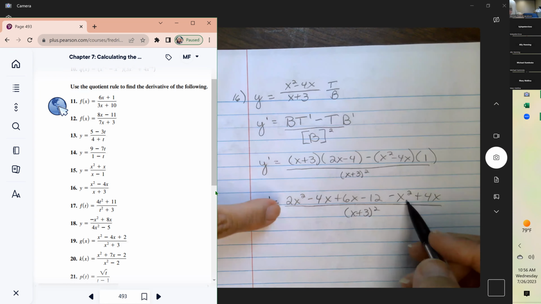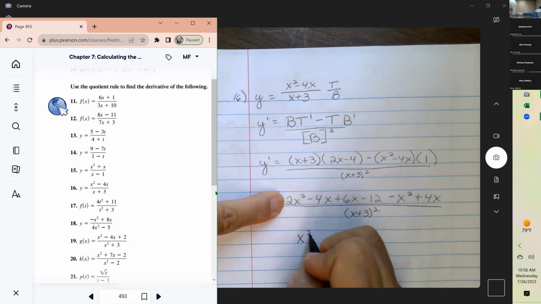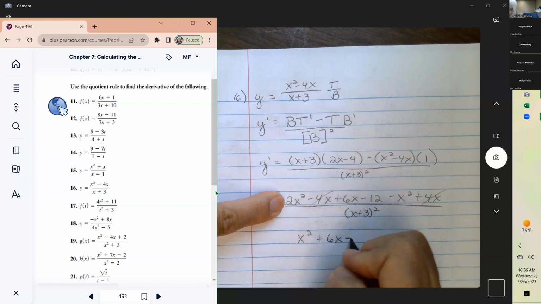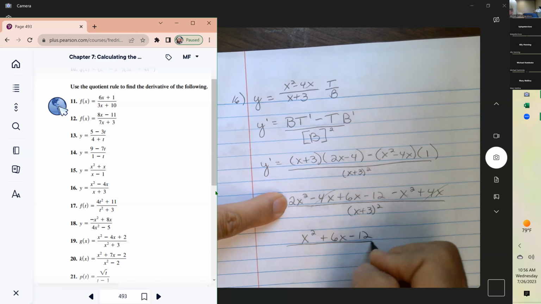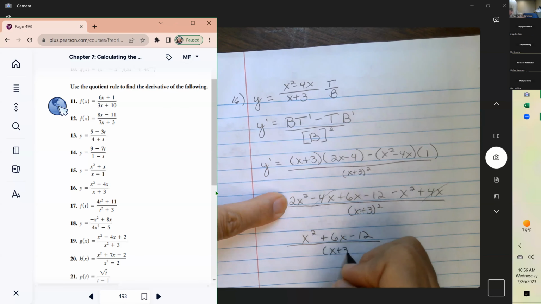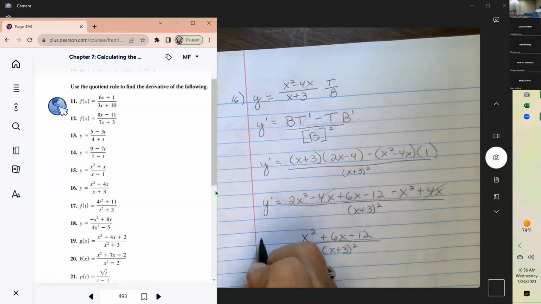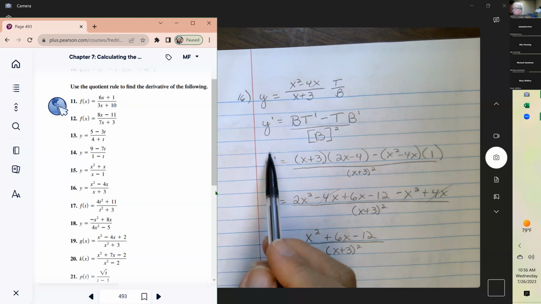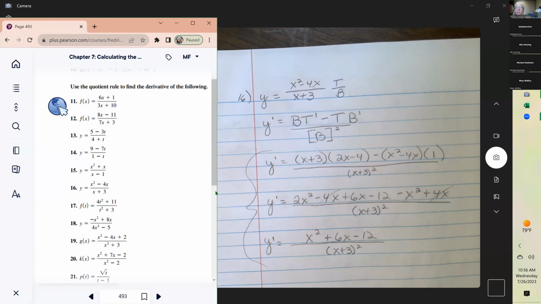The x squareds leave an x squared. The 4x's will cancel and leave a plus 6x minus 12. Any questions on that? On a test, any one of these would be fine, and then just plug your value in.